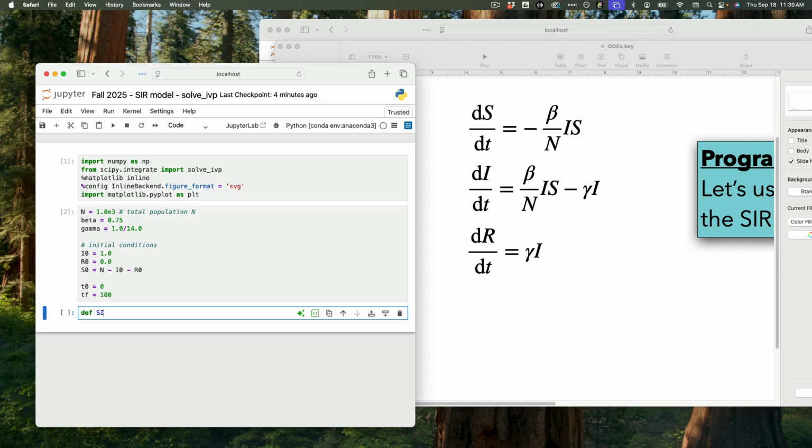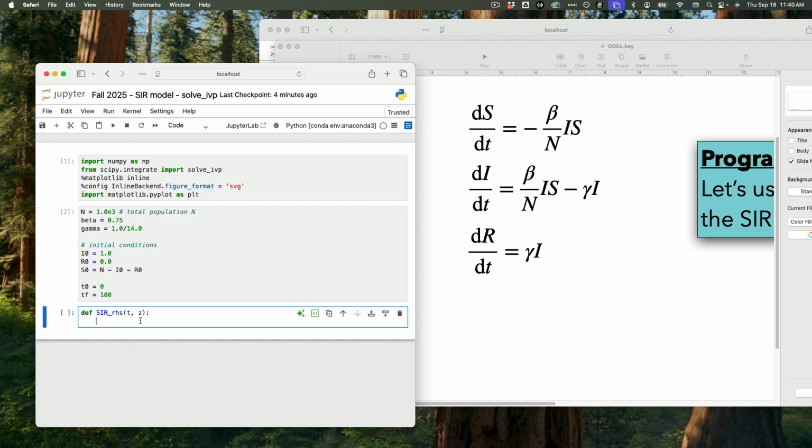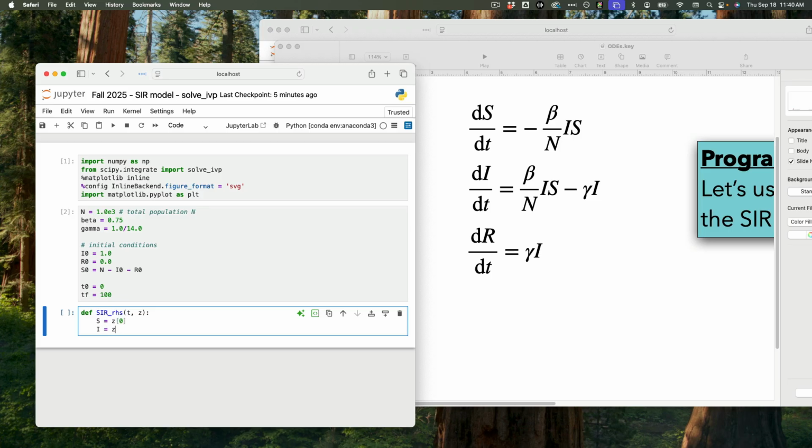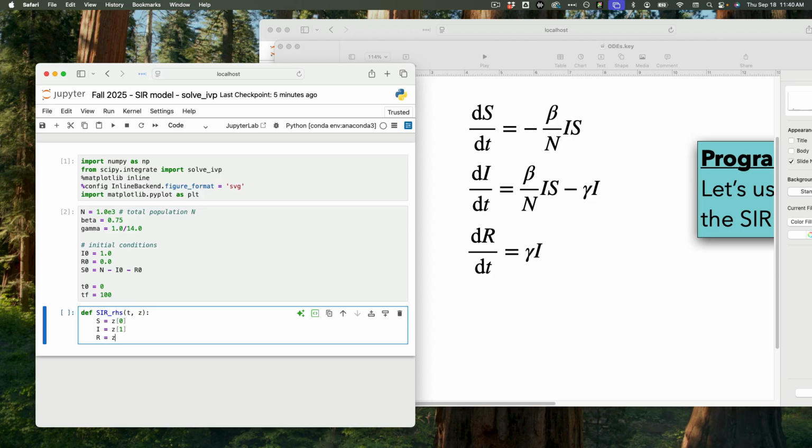Now let's define SIR right-hand side, and we're going to give it T, and we will give it the solution vector. We will call this Z. So this Z is going to be the vector of S, I, and R. Okay? And then I want to pass, actually I'm not going to pass parameters right here. Just keep it simple like this. And then the first thing you want to do is pull out S, which is Z0, I is Z1, and R is Z2, right?